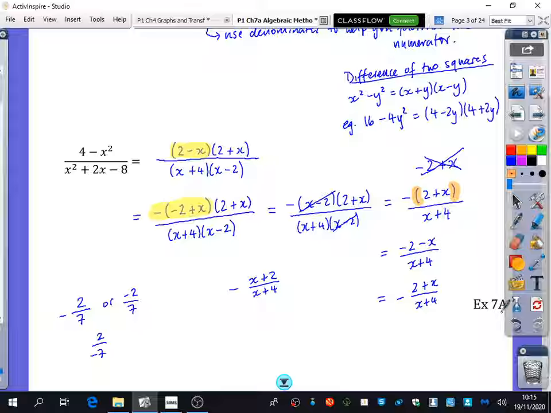So we're going to have a look at some questions from exercise 7A, and we're going to do that for probably about 15 minutes, so we can do a bit of practice on those.